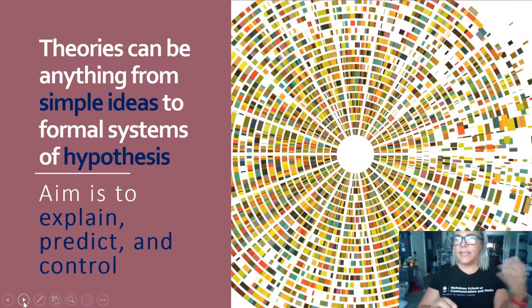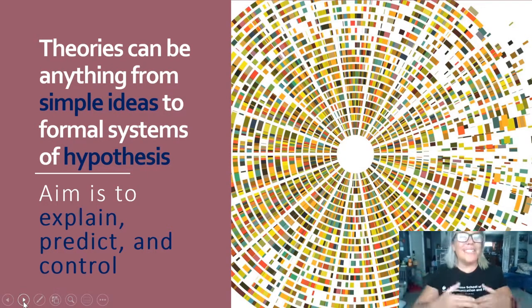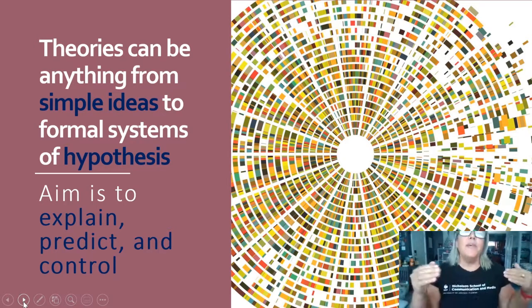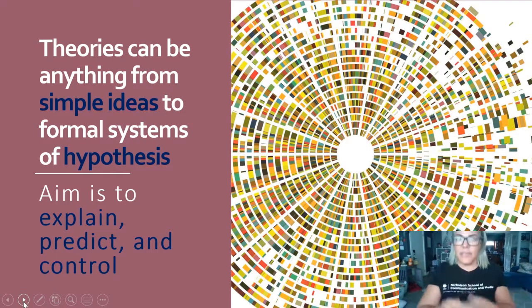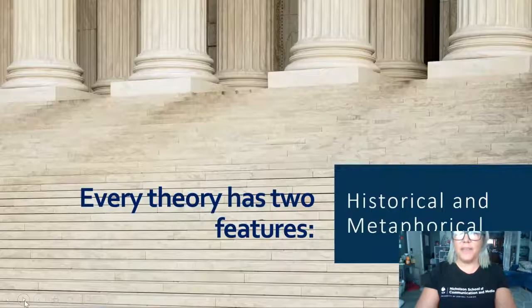So when we say something's a simple theory, think of times you may say, well, I have a theory. So it's not a formal hypothesis that is yet tested, but it's a simple idea. And sometimes going through trials and testing, you come up with a hypothesis that has that aim so that we can feel like we have predictability and control in our lives and are able to explain those things around us.